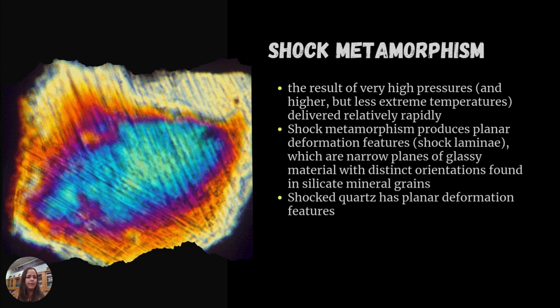And then we have shock metamorphism, which is a result of very high pressures. So we have a meteorite impacting Earth, and it can create this really interesting deformation feature, which we call shock laminae. It's narrow planes of glassy material that have distinct orientations found in silicate mineral grains. So this would be like quartz. Shocked quartz has a planar deformation. This is a microscopic view of what shocked quartz would look like. This is basically quartz after a meteorite impact.